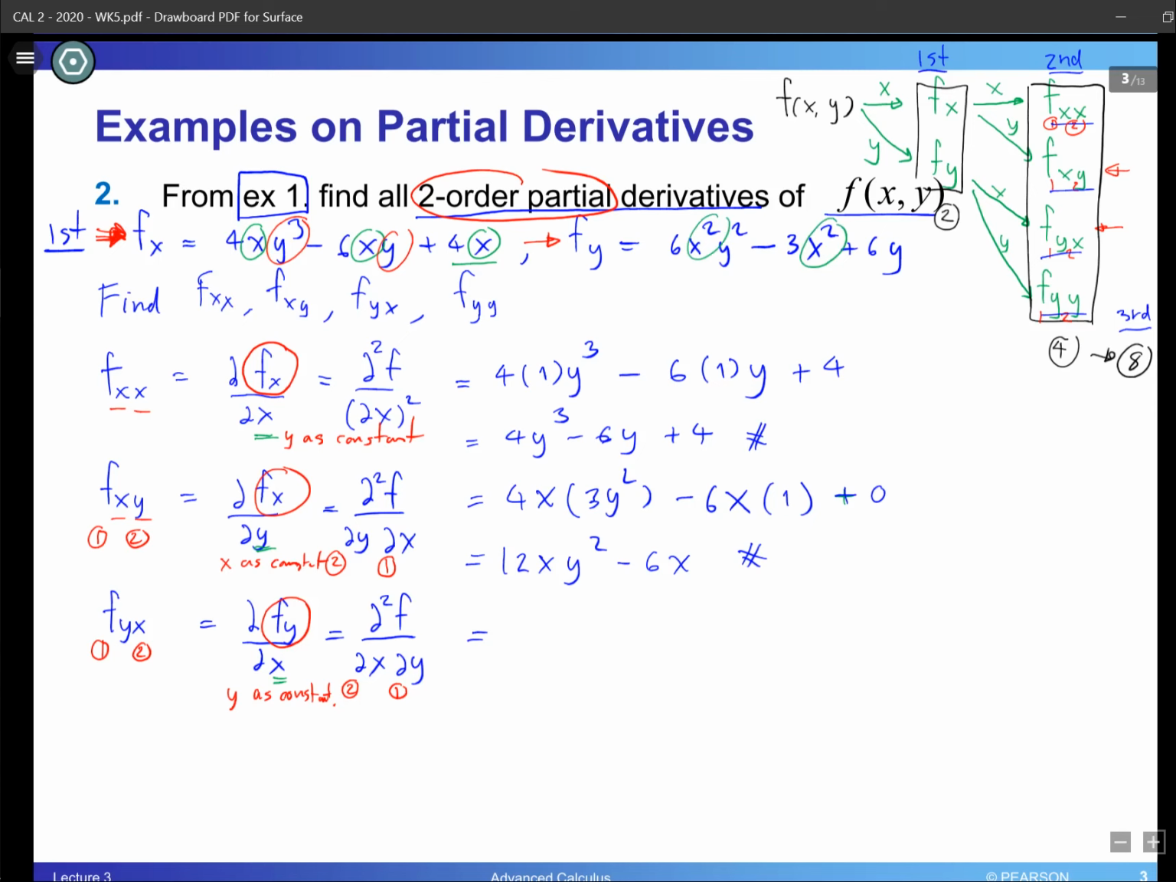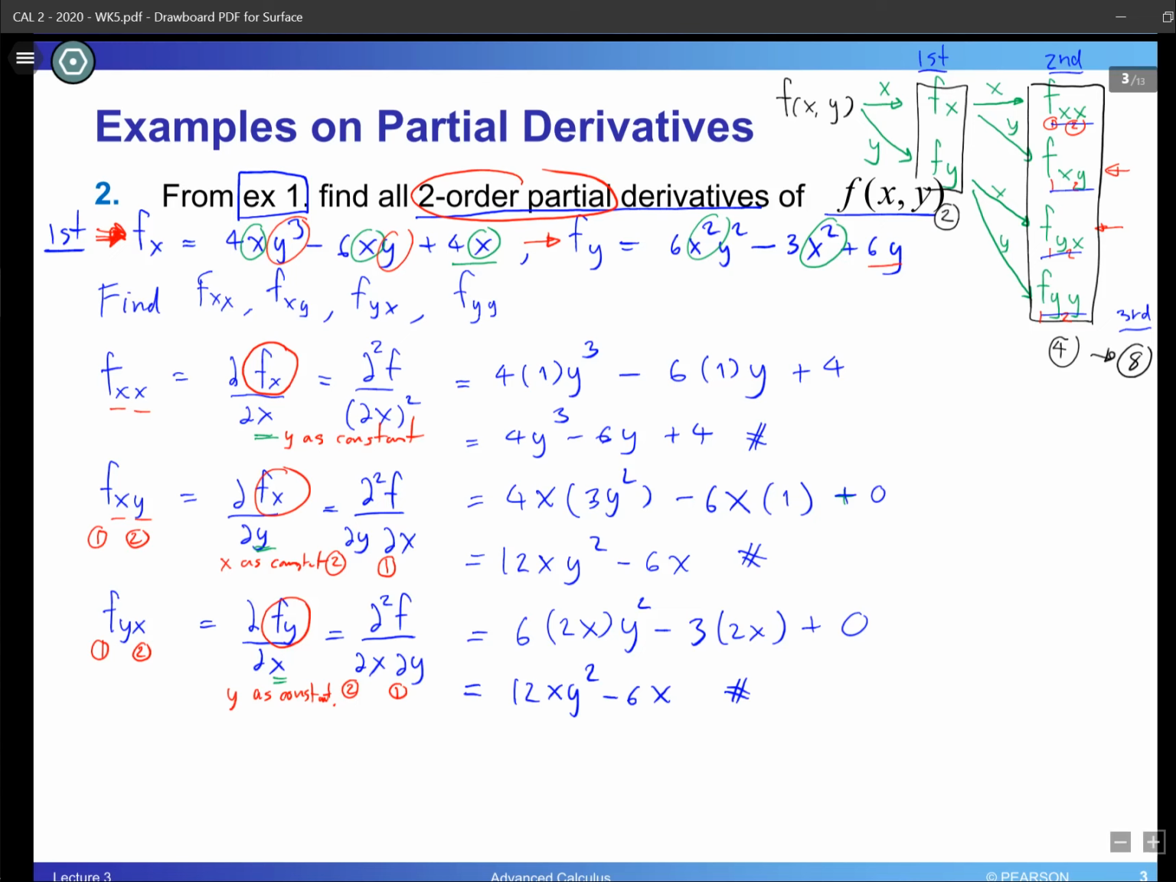The first term, I differentiate that with respect to x, I get 6, stays the same, x squared becomes 2x, right? And y squared stays the same. Minus 3x squared, I differentiate that with respect to x, I am going to get 2x out of that. With this 6y, if I differentiate that with respect to x, there is no x there, so this is a constant. So I am going to get 0. Now work out these terms. I get 12xy squared minus 6x. And that is the third second order partial derivative.